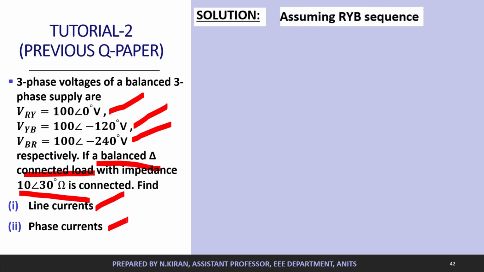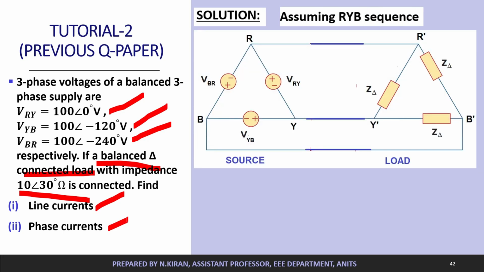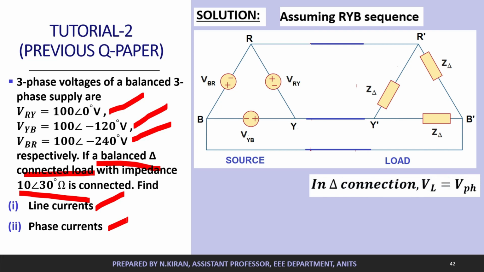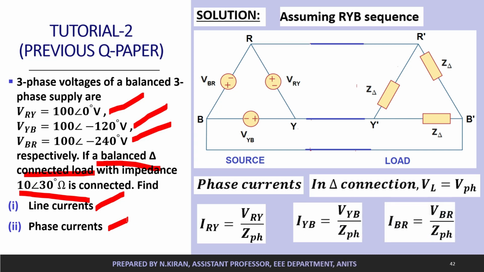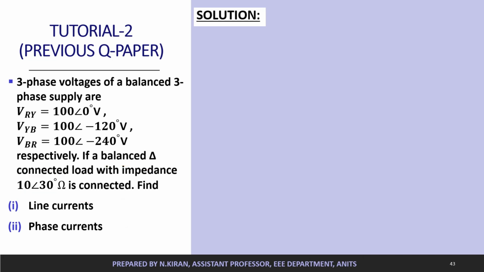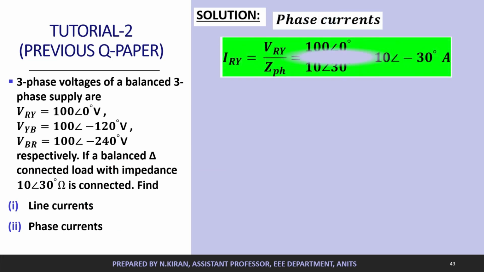So assuming that it is RYB phase sequence, since the supply as well as the load is connected in delta, this is how we can represent the given sum pictorially. Since in delta connection the magnitude of line voltage is equal to the phase voltage, the given line voltages will be nothing but the phase voltages. Okay. So the phase current is nothing but I is equal to V by Z. Just substituting all the values that we already know will give me the values for phase currents.